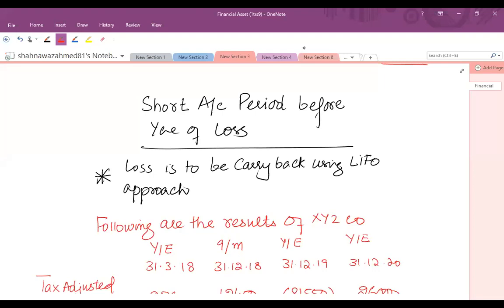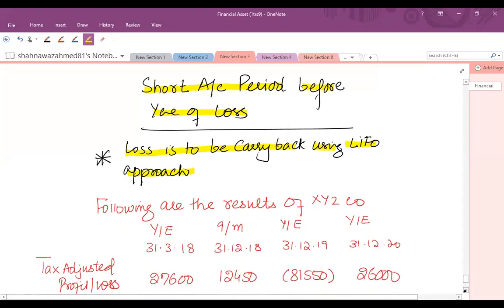Now, sometimes it happens that you have a short accounting period before the year of loss. If this is the case, then we know that carryback is of 12 months. So we have to use the full 12 months using the carryback method. In that case, losses are to be carried back using the last in first out approach. Now let's see how you can apply this in this question.